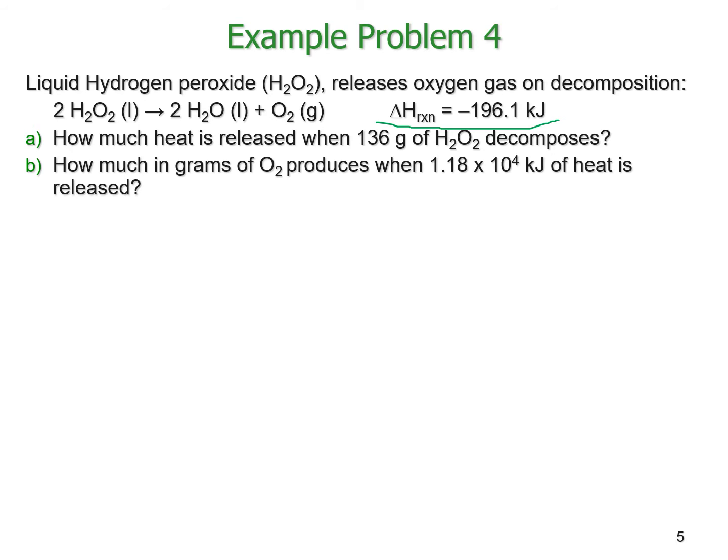In order to answer such a question, say how much heat is exchanged, we have to put a sign in front of the value to let people understand. If it's negative, that means from the system perspective, the system loses energy, right? Now let's look at this question. There are two questions actually. How much heat is released when 136 grams of H2O2 decomposes? Second, how many grams of O2 are produced when 1.18 times 10 to the 4th kilojoules of heat is released?